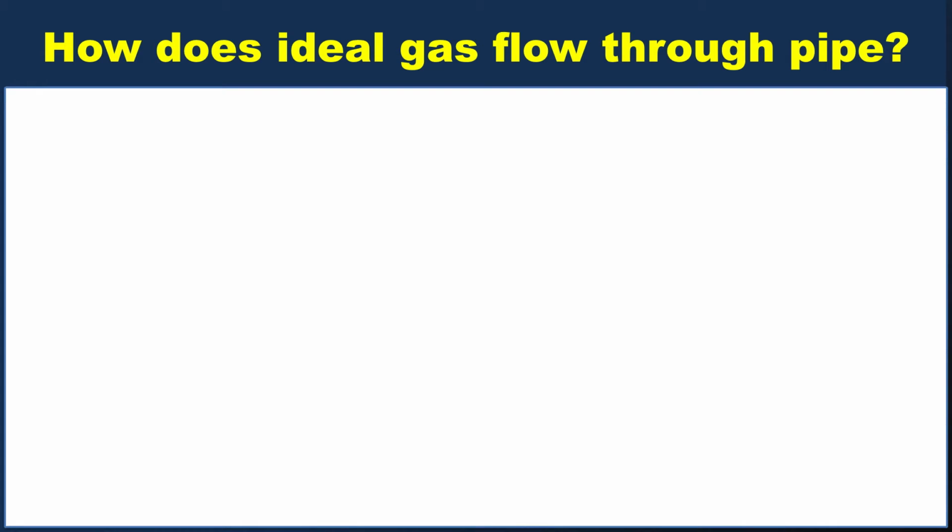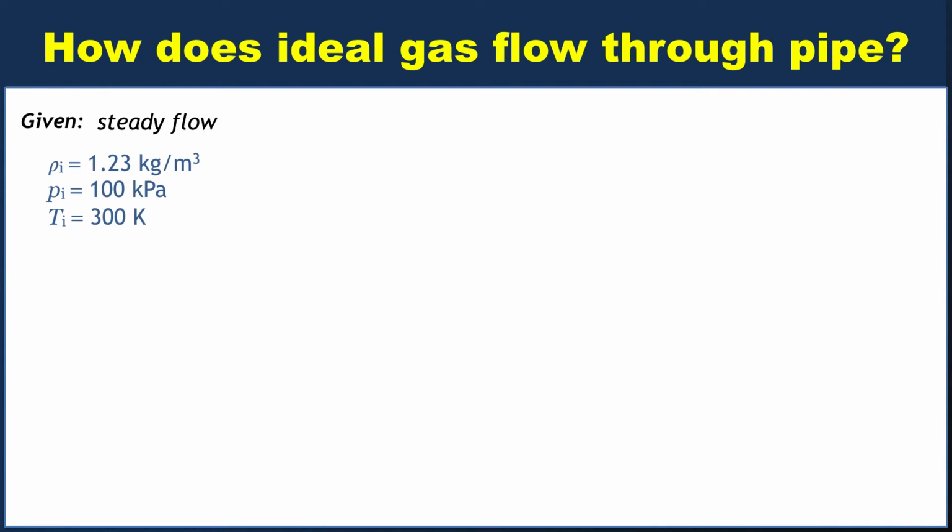Now let's tackle a problem involving ideal gas flowing through a pipe. We're given a bunch of inflow conditions, and then we'll be able to compute some of the outflow conditions. So imagine that we're told that we have a steady flow with the following parameters: this inflow density, this inflow pressure, this inflow temperature, an inflow radius, so this is the radius of the pipe at the inflow point, and an inflow velocity.